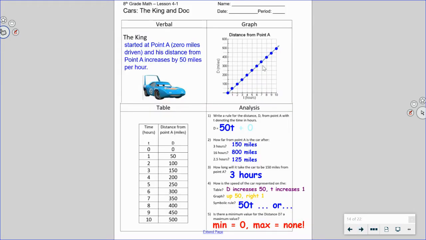Now we get to the King. This was your assignment from the previous day. Now, notice that the King did not cheat because he's got integrity. Starts at 0, goes up 50 miles per hour. Graph says the same thing. Words starting at 0, starting at point A. Distance increasing by 50 per hour, and starting at 0, which you don't need to write if you don't wish, 50 times t hours. 3 hours would be 150 miles, 16 would be 800.